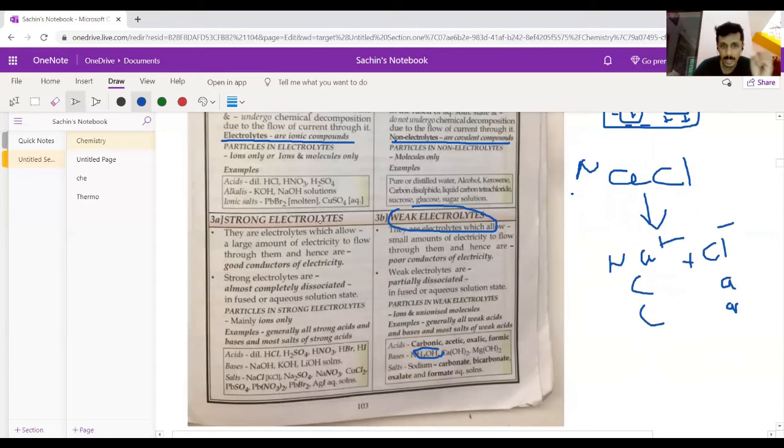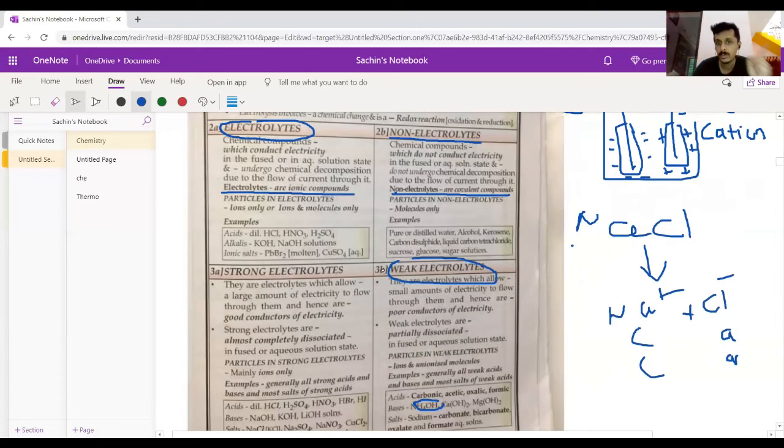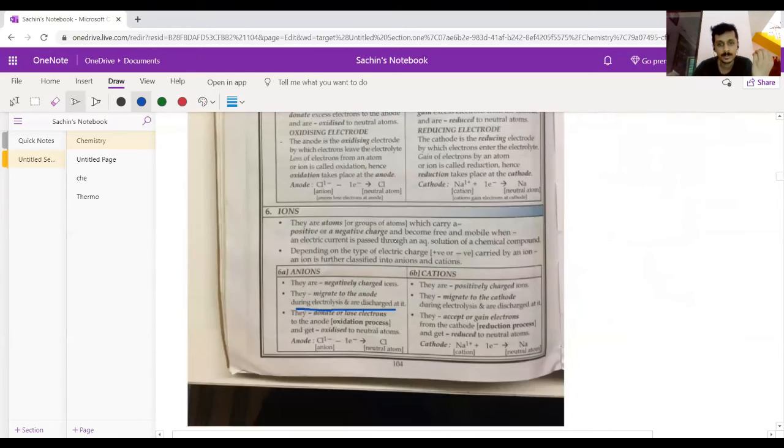So a strong electrolyte contains mainly ions. A weak electrolyte contains molecules and ions. And a non-electrolyte contains only molecules because it is not broken down by passing electricity. For example, non-electrolytes are pure water, pure distilled water. There are no ions present in this. Alcohol, it's an organic system. Kerosene, carbon disulfide, etc. These all are organic systems, also known as covalent systems. I think now the types of electrolytes and non-electrolytes are clear to you.